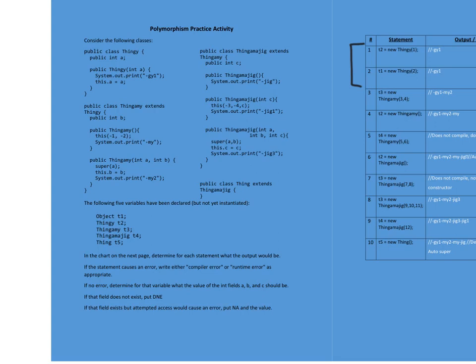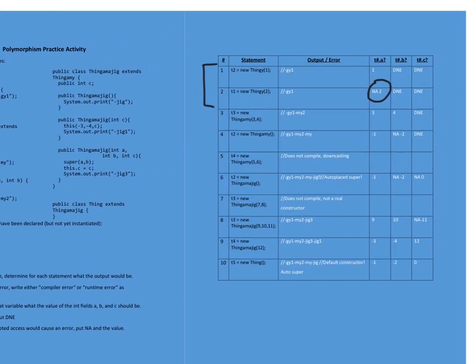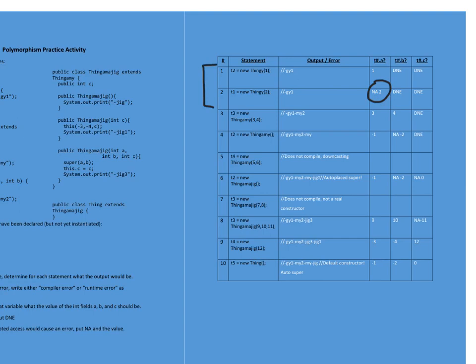So if we look at the declarations of the variables, T1 and T2 down here, we'll notice that T1 is an object while T2 is a thingy. And something of type T1, therefore, will not have access to the field A. So that is the reason why we have NA here. So the field does exist. We did create a thingy type object, but since we assigned it to just a T1 variable, which is of object type, we don't have access to it.